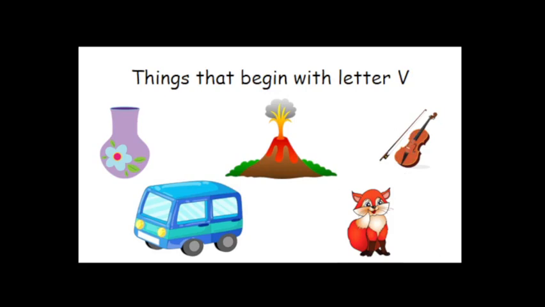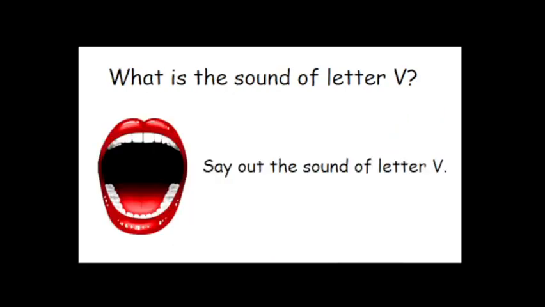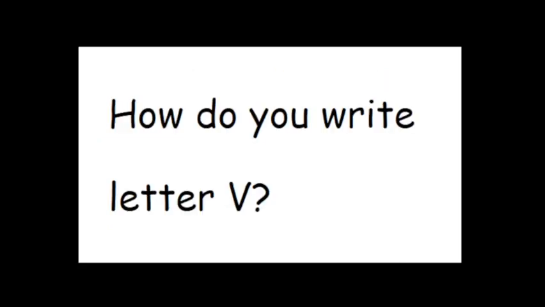Now that you've known the things that begin with letter V and the sound of letter V, let's take a look at how you write letter V. To write letter V, we begin at the top. We go down into the middle and go back up. This is a capital letter V. For small letter V, they have the same shape, but they are smaller.